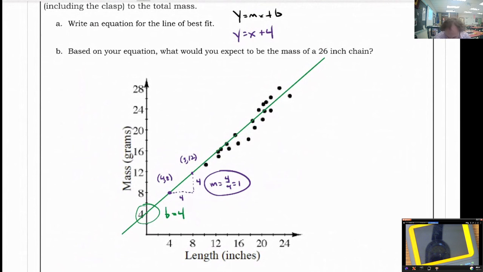There you go. So based on my equation, what would I expect the mass of a 24-inch chain to be? Well, inches is the x. So I'm going to do y equals 26 plus 4. And I would expect the weight to be 30. And that would be in grams, 30 grams.